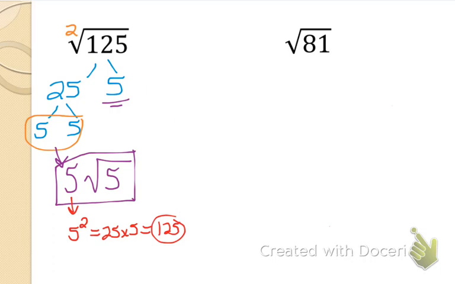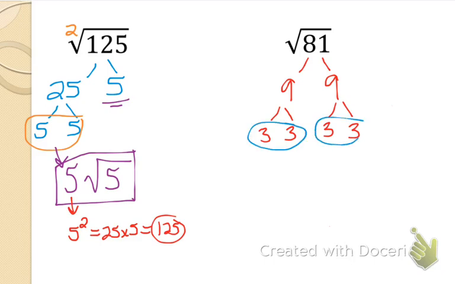Next one, square root of 81. Square root of 81, you go down your factors list, and you'll find that 9 is a perfect factor multiplied by 9 also. So 9 can be broken up into 3 and 3, and this as well. Put them in pairs. Now, we did not get a number that had no pair. This was not the case.